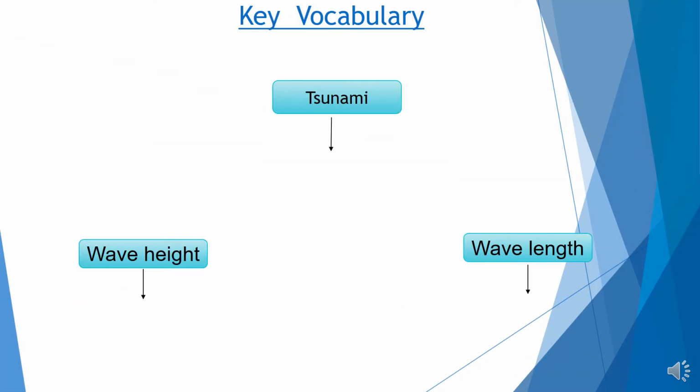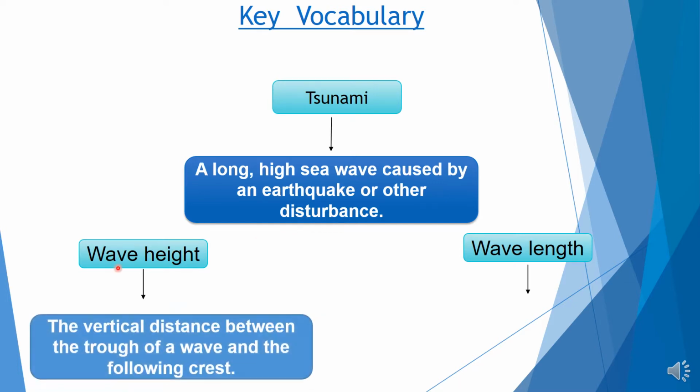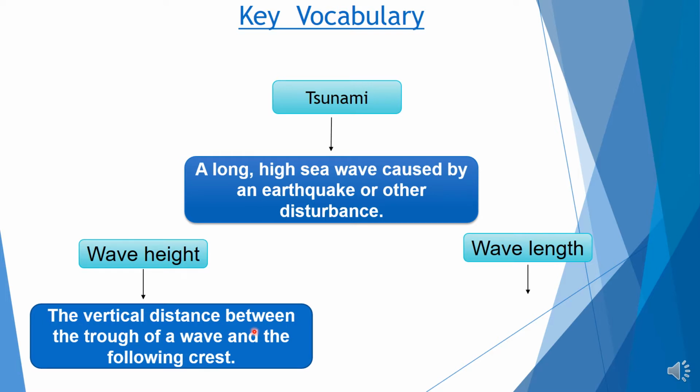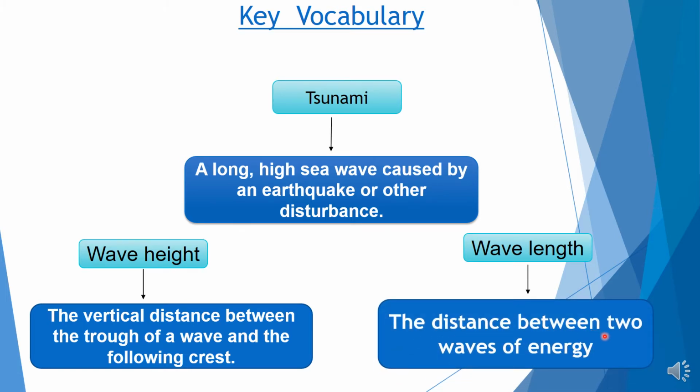Our key vocabulary. Tsunami: a long, high sea wave caused by an earthquake or other disturbance. Wave height: the vertical distance between the trough of a wave and the following crest. Wavelength: the distance between two waves of energy.